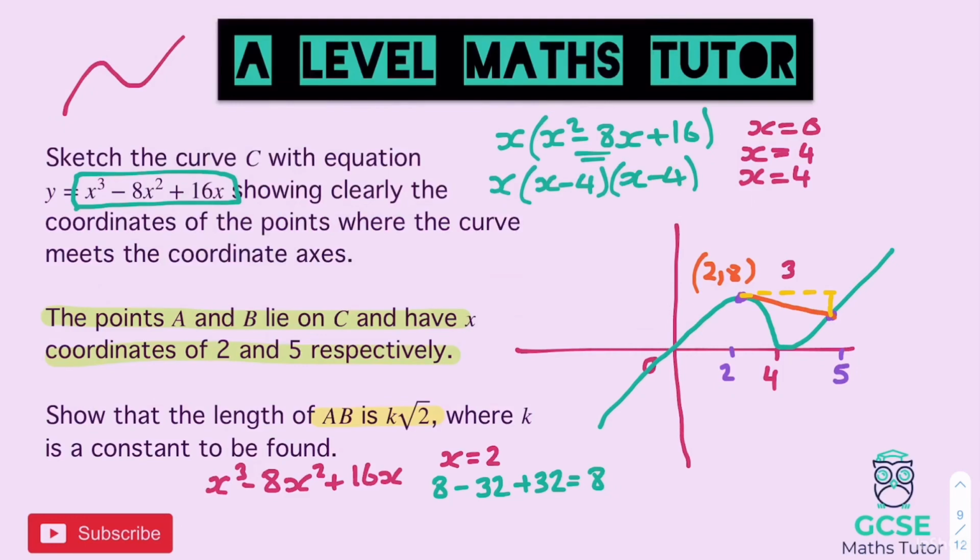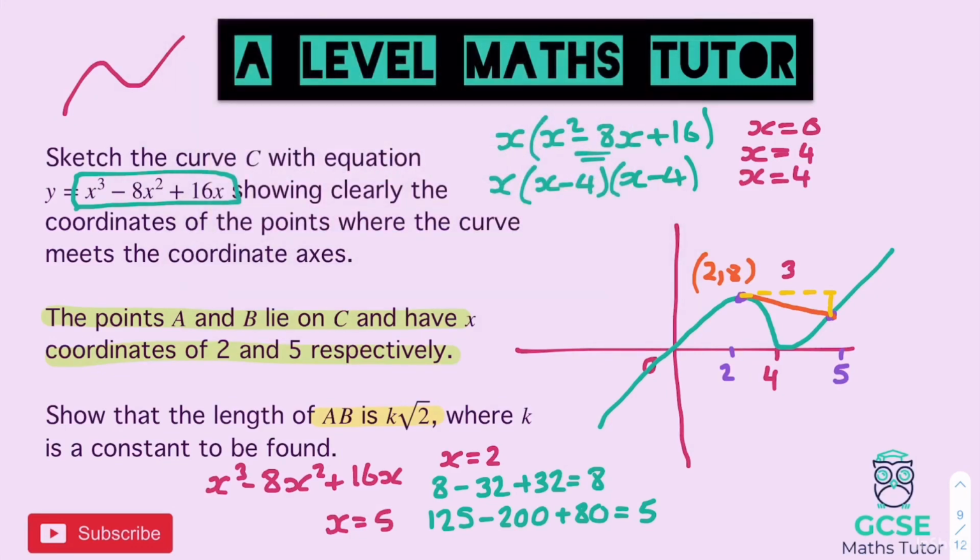And then moving on to the next one, we've got when x equals 5, and what we're going to get for that. So subbing those in, we've got 5 cubed, which is 125. Take away 8 lots of 5 squared. 5 squared is 25. 8 times 25 is 200. So take away 200. And then we're going to add to that 16 times 5. So 16 times 5 is 80. So we're going to add 80 to that. There we go. And when we simplify that all down, so we've got 125 take away 200 is negative 75. Add the 80 is 5. There we go. So we get a y coordinate of 5.